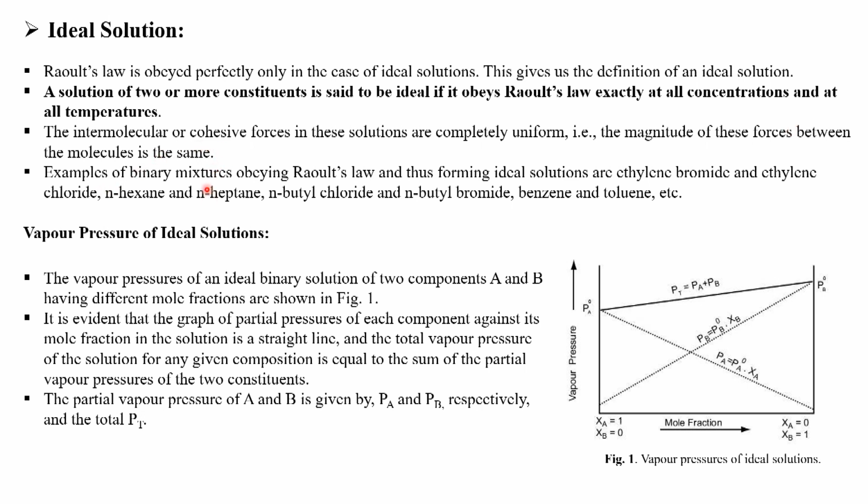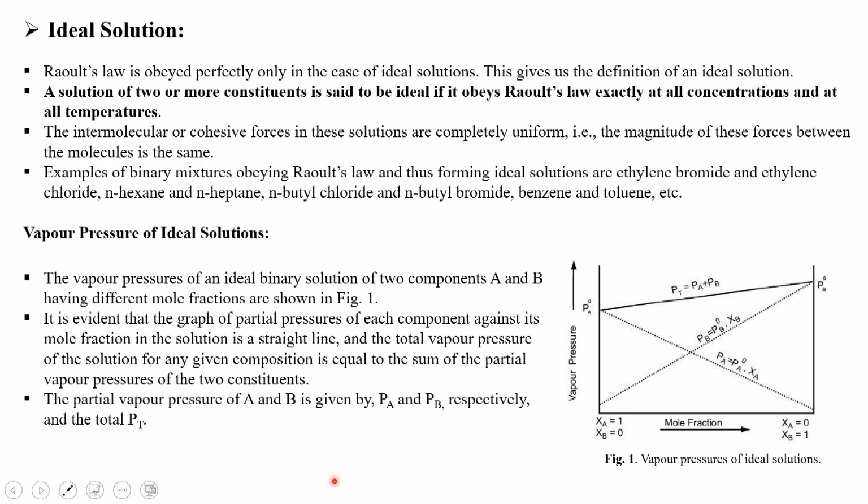For example, suppose we have pure component AA and pure component BB. If we mix them, we get a two component system of component A and component B. The interaction between A and A, and between B and B, has to be equal to the interaction between A and B. Then only the solution will be ideal. Examples of binary mixtures obeying Raoult's law and thus forming ideal solutions are ethylene bromide and ethylene chloride, n-hexane and n-heptane, n-butyl chloride and n-butyl bromide, benzene and toluene, etc.